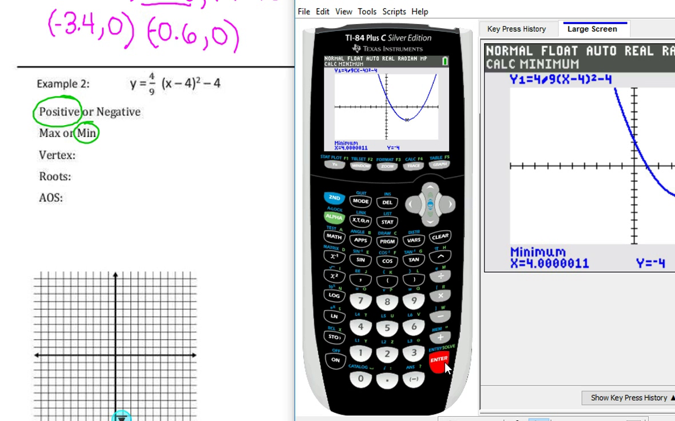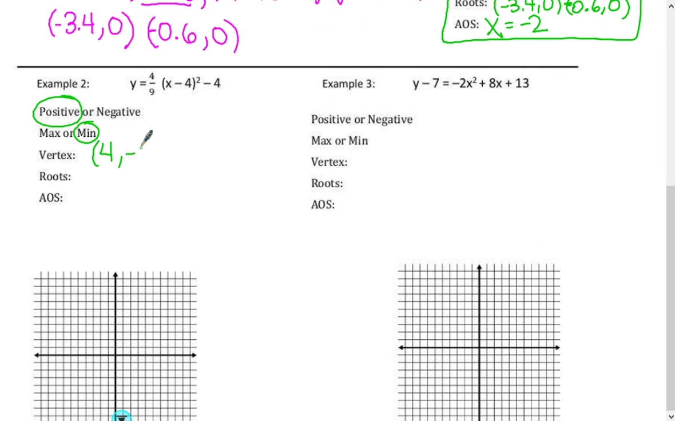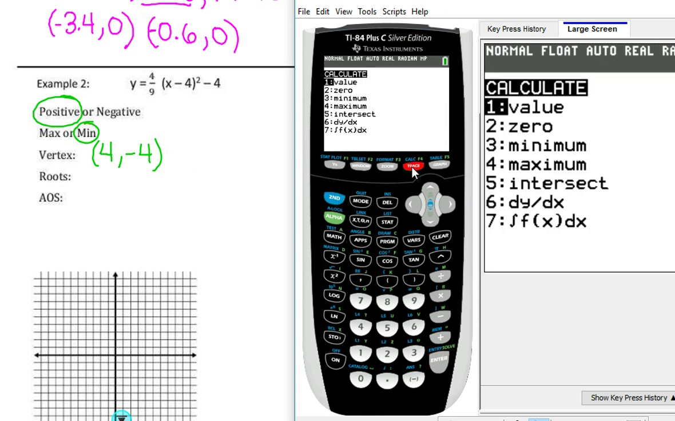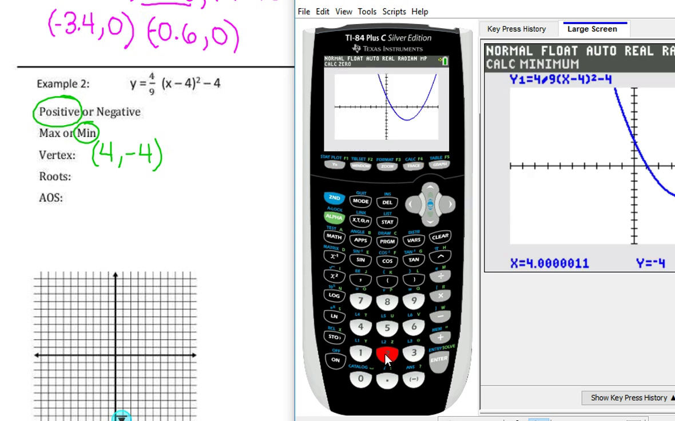Alright, sometimes the calculator is trying to take its best guess, so when you get a bunch of these decimals, we can assume this to be the point 4, negative 4 here. Alright, 4, negative 4. Now let's find our roots. Doing the same thing, we go second trace, and this time I'm trying to find my 0. So I'm going to go with my left one first.